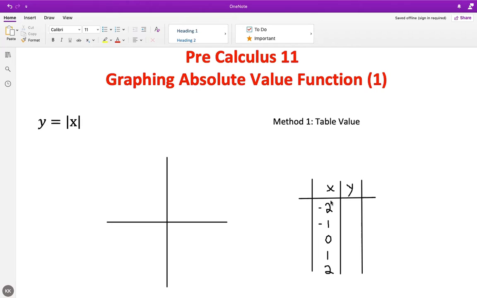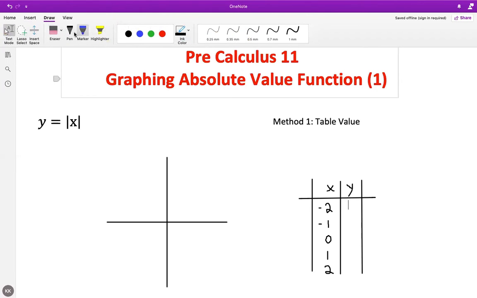So here's my table of values. Given that we have these x values, what is the corresponding y value? Let's plug -2 into this function. So y equals absolute value of -2. What is the absolute value of -2? It equals 2, right? Basically I just need to drop the negative sign if I see a negative value. So we have 2.